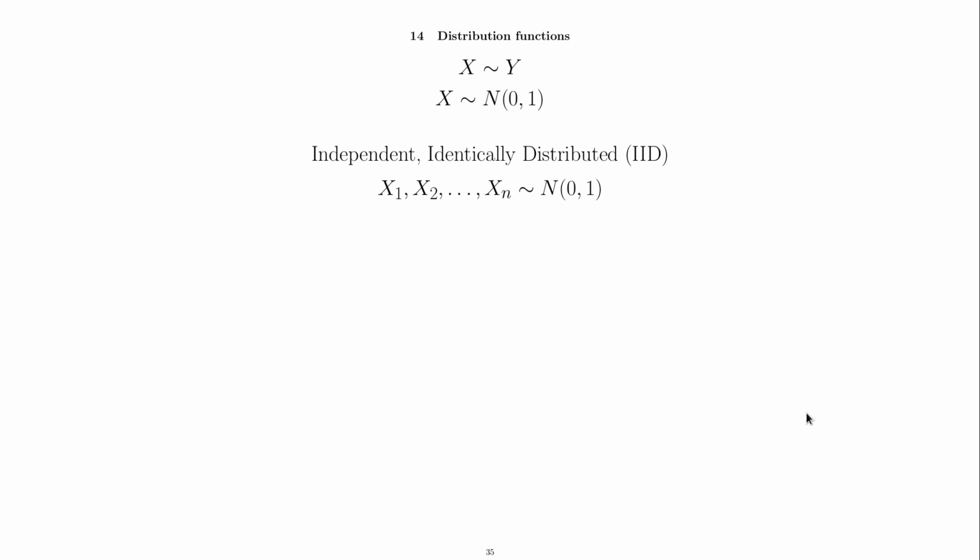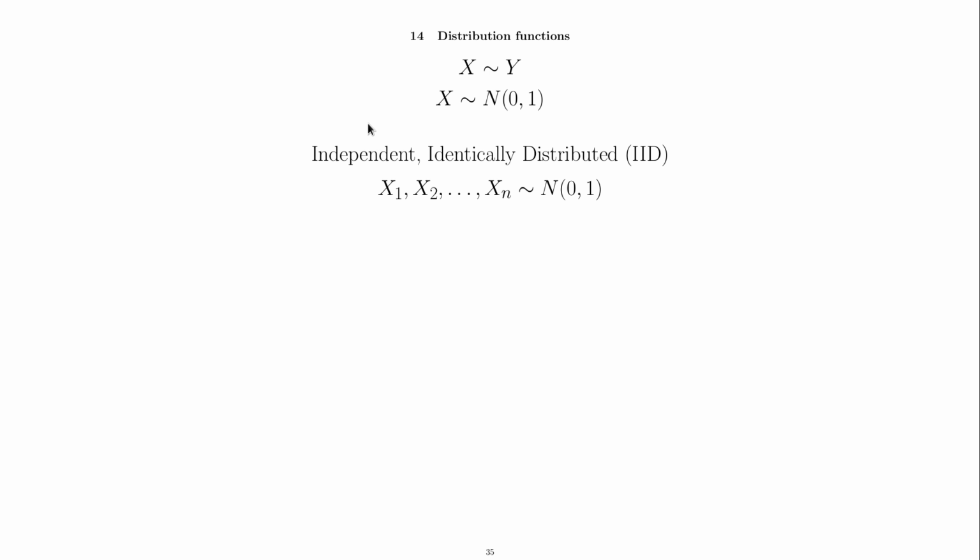All right, now let's talk again. You can have a random variable x distributed as another random variable y. You can also have x distributed as, in this case, a normal 0, 1. And those distributions are going to be defined, and you're going to interact with them in terms of probability based on their cumulative distribution function and their probability density function.